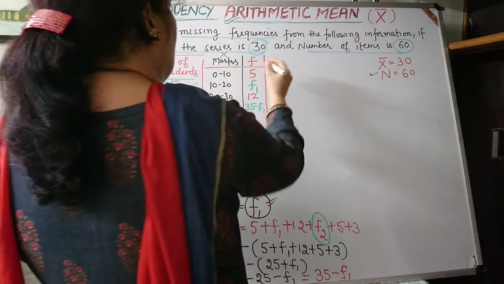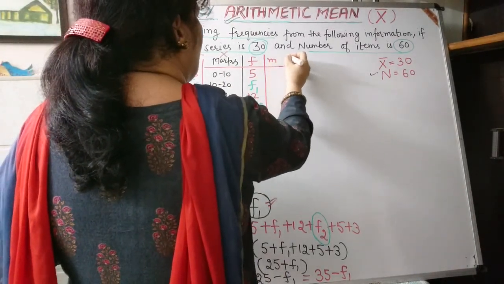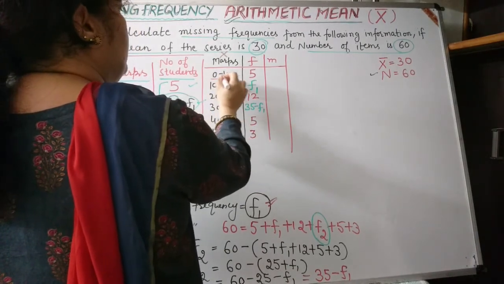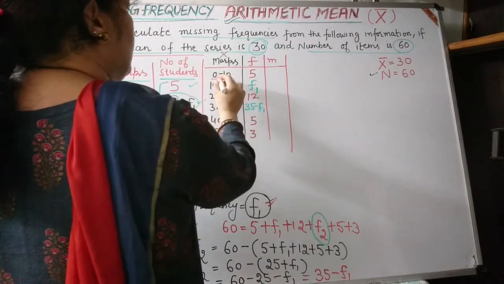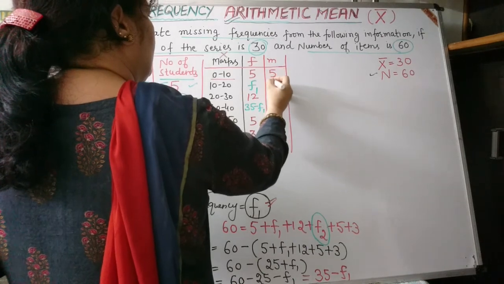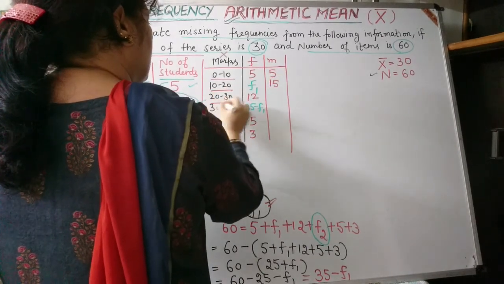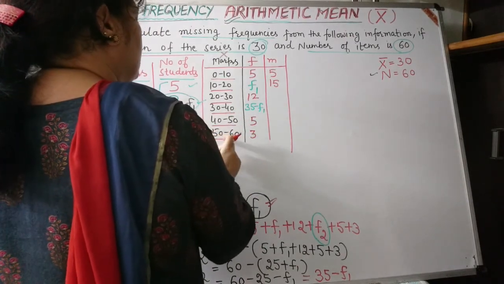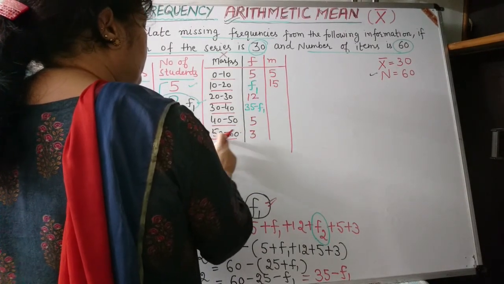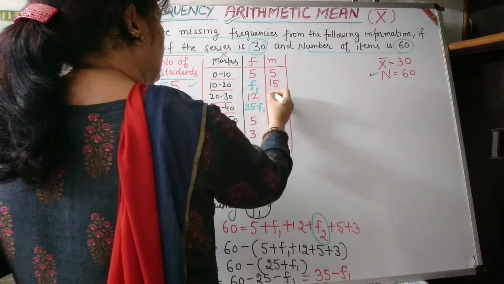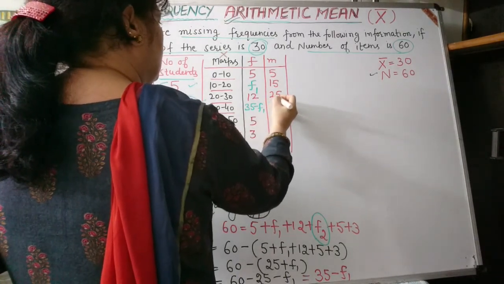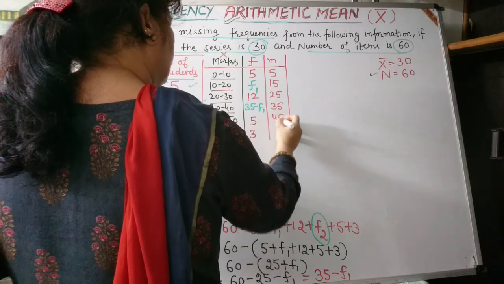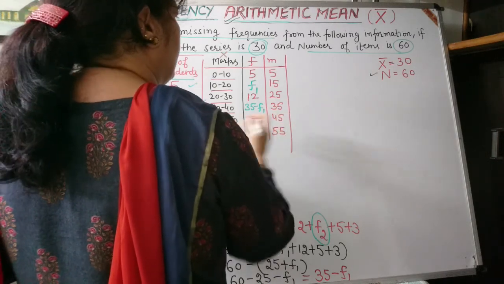Next we have to find the mid values, small m. For the calculation of small m, lower limit plus upper limit divided by 2: 0 plus 10 divided by 2 is 5, next 15. So in all the class intervals we will sum up lower limit plus upper limit divided by 2. In this way we can calculate the mid values. And the last one is 55.